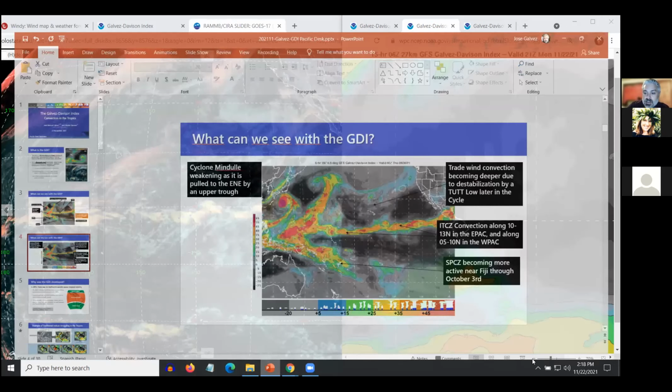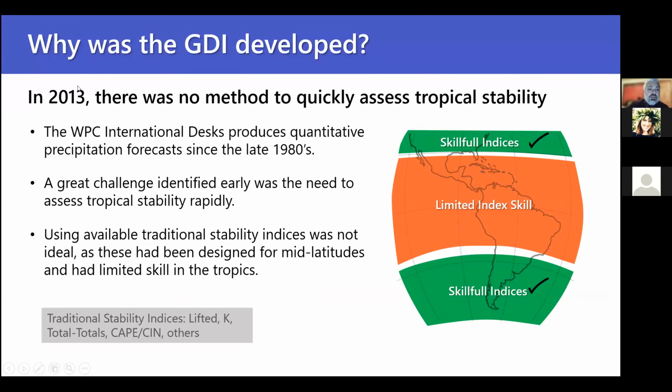And why was the GDI developed? The reason is that in 2013, there was no method to quickly assess tropical stability. To assess tropical stability, Mike Davison has been working in the desks for a while, and what he had to do is basically go station by station and look at profiles, the soundings, and then vertical profiles of theta E and other variables. And there was no index to quickly have an idea of what was the distribution of this instability and potential for convection.